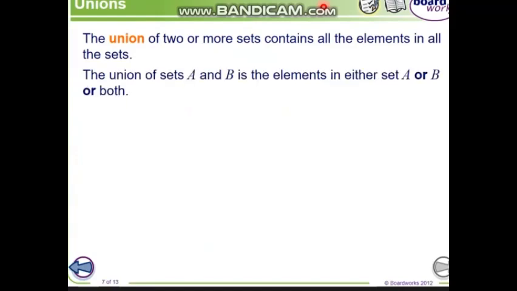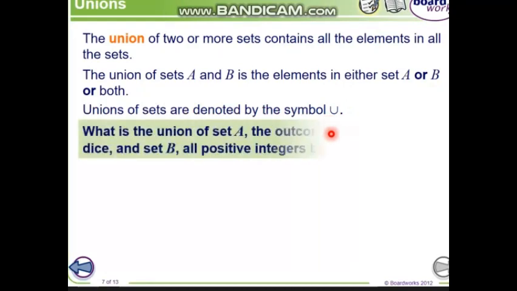Next, let's have the union. Now, the union of two or more sets contains all the elements in all the sets. Okay? So the union of both sets A and B are the elements in either A or B, or both. It is denoted by this symbol. Okay? Now, we have a question here.